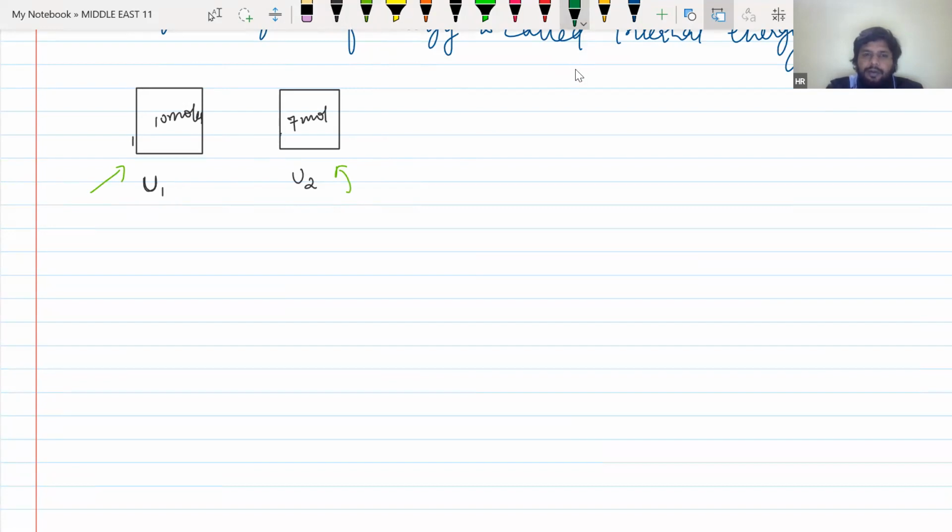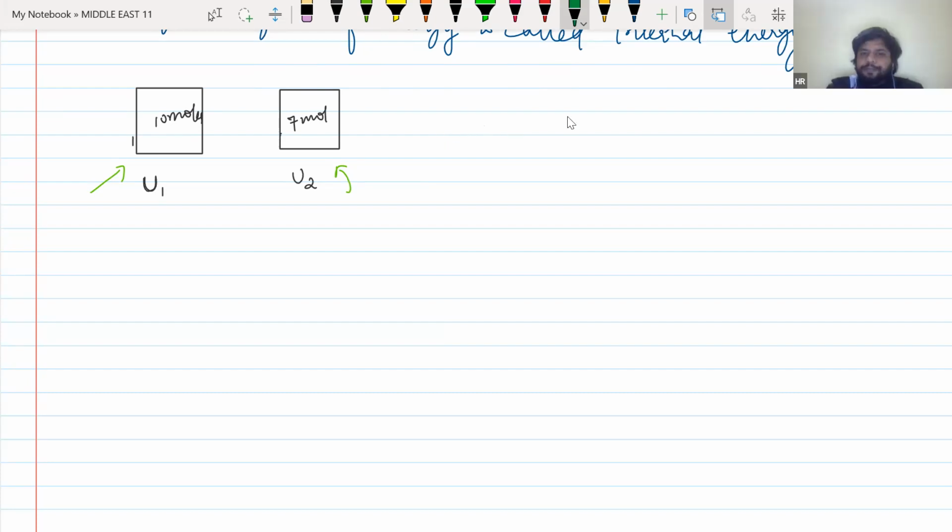Krishna, Fawaz, Ifra. Sir, maybe U1 has more internal energy as it has more number of moles. What do you say about it, Krishna? So U2 will have more energy as it has been separated, sir.